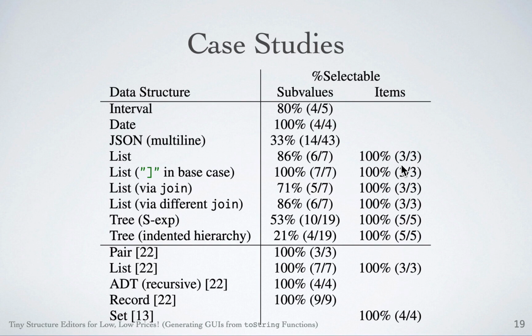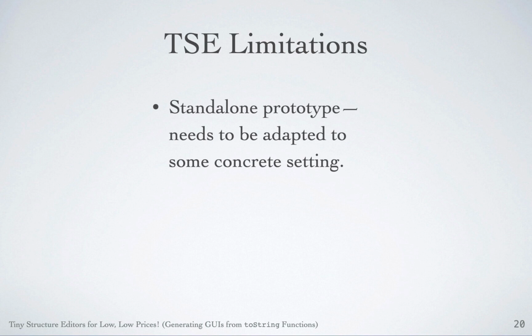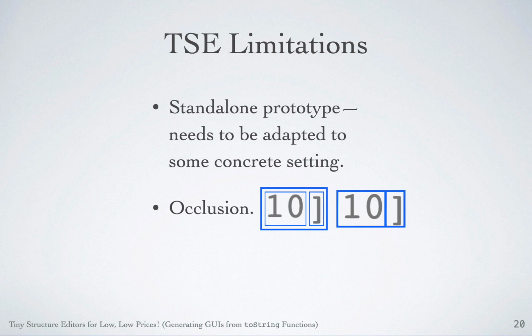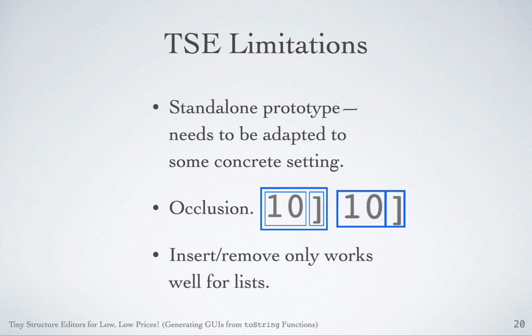So that's good. Right? The biggest limitation is that we didn't build this as part of a larger system, so there's still a lot of questions about how it might work in practice. And then right now there are certain subvalues that you can't select because they're being covered up by other subvalues. So the 10 and the bracket here are covering up this entire end value here. And finally, the automatically generated insert and remove buttons only work well for list-like data structures and not for trees.